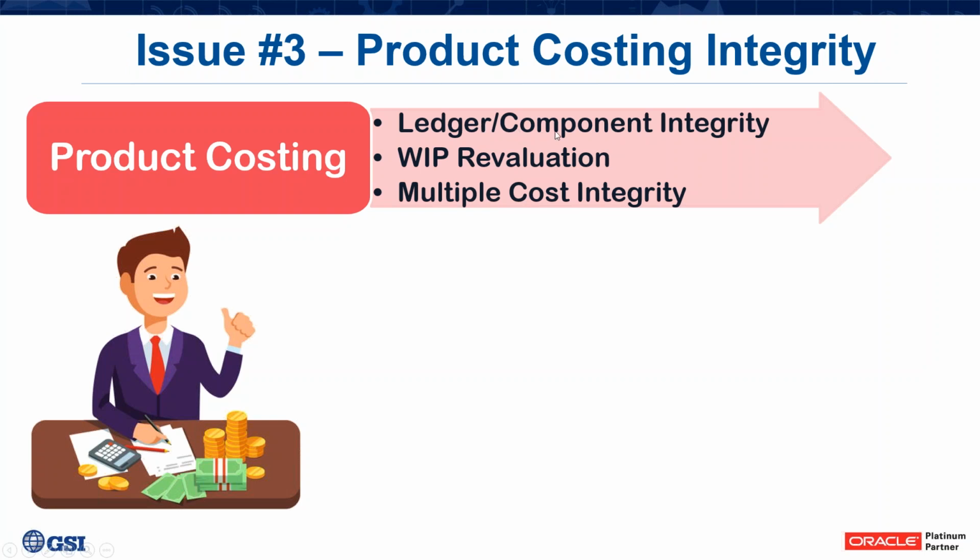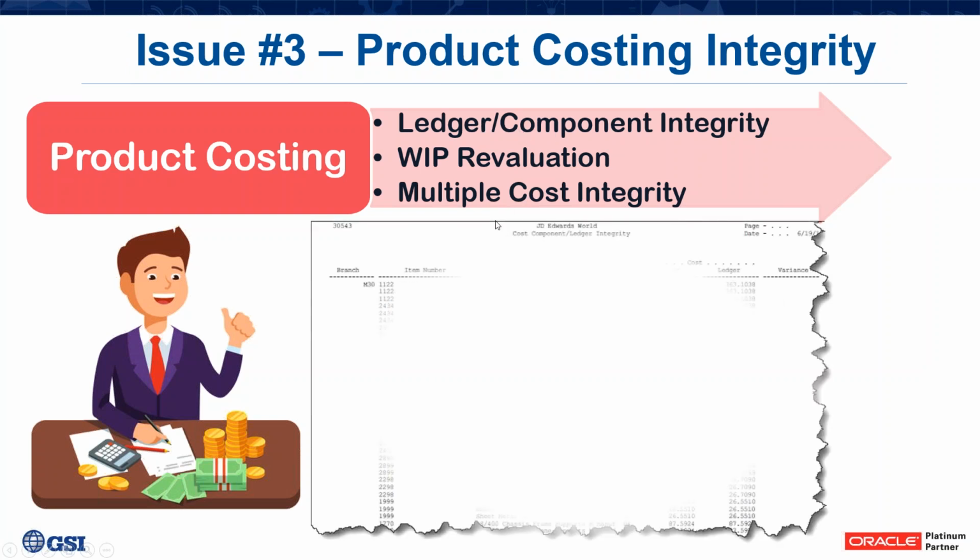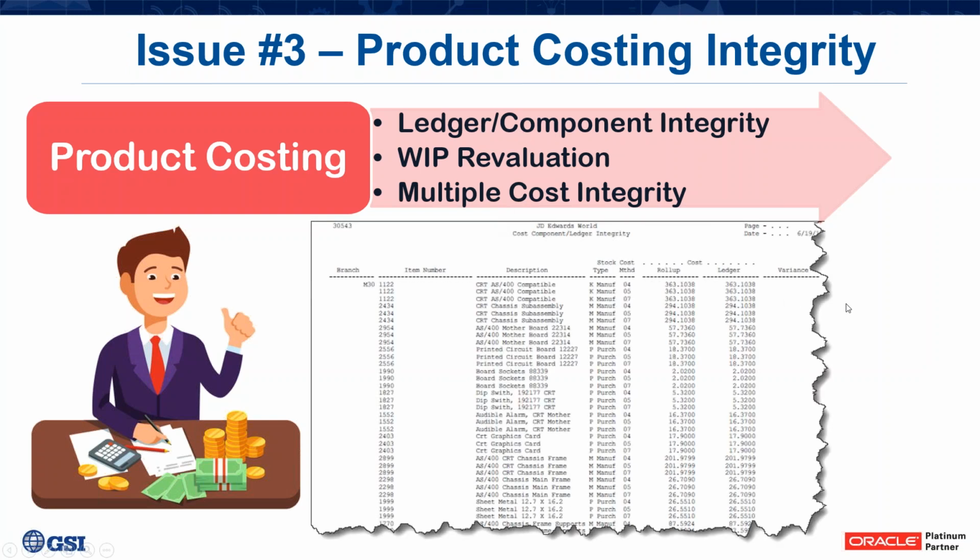So first, the ledger cost component integrity is a report that you can get out of JD Edwards. Experience has shown that this report is accurate. It's a very good report. You can see the numbers 30543, and what this does is it goes through your items and looks at material plus labor plus overhead and adds them up. You can do your cost roll and compare it to the ledger and see if there are any variances.